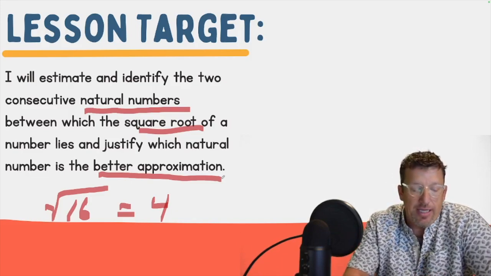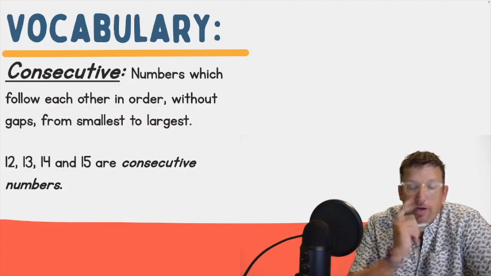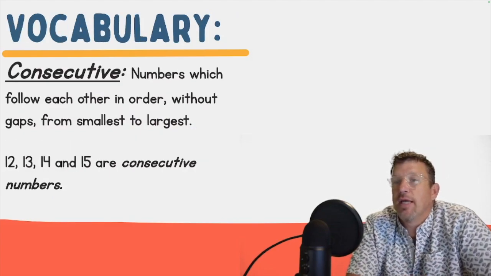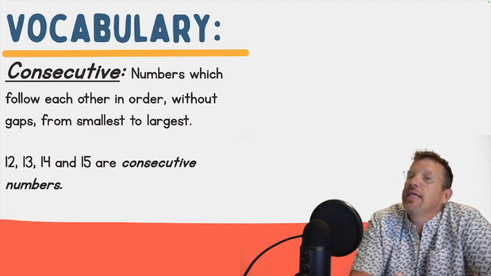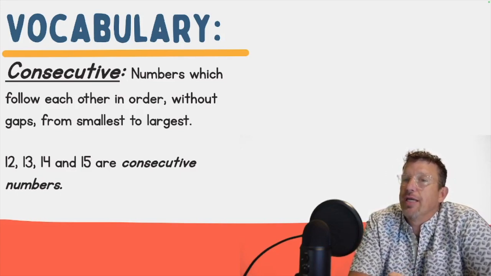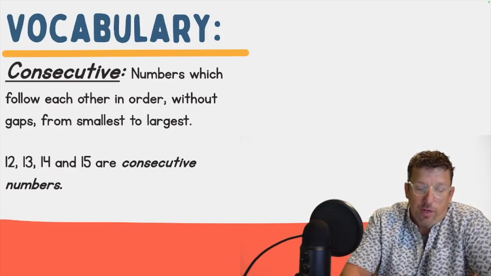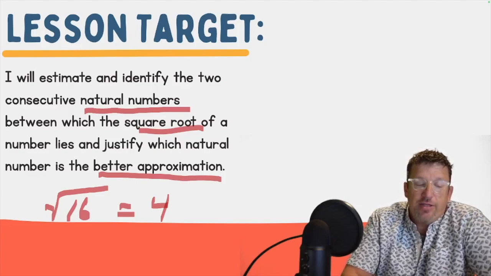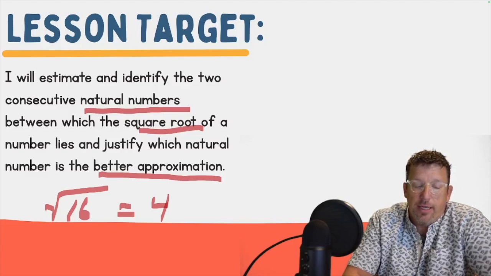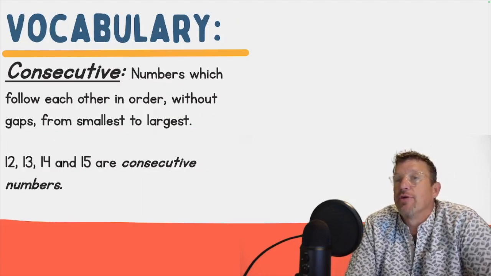What's the better guess? Okay, which leads us to our first vocabulary word for this lesson and only vocabulary word for this lesson. Over the years, I've learned when I teach this, sometimes kids don't really understand what consecutive means. And so for this one, if we go back real quick, we see that the goal is to identify the two consecutive natural numbers between which the square root of a number lies. Okay, so what does that word consecutive mean? It's numbers that follow each other in order without gaps.